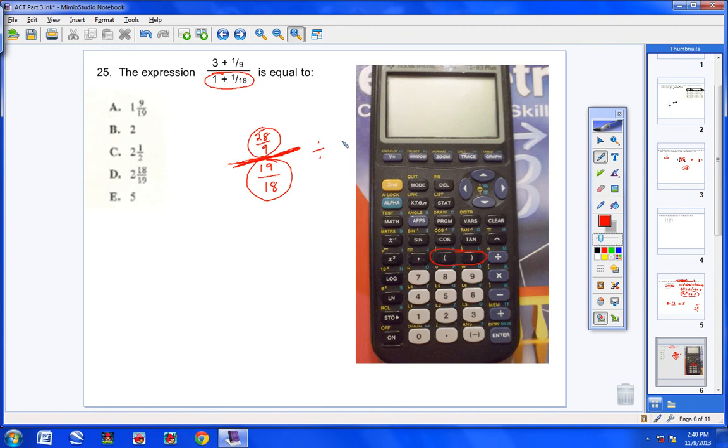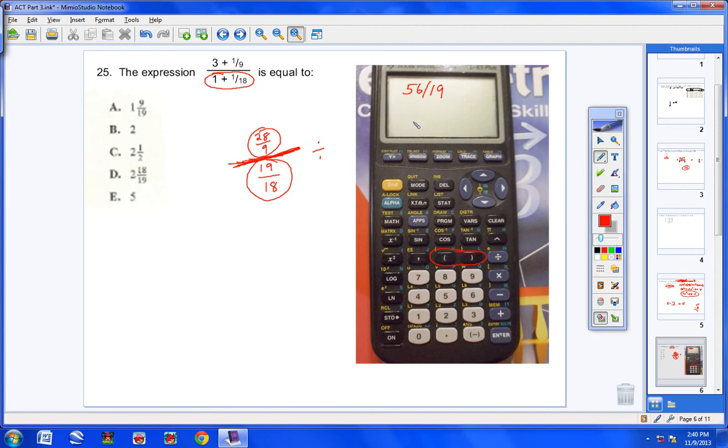By the way, Mr. Hart, why can't I just leave it a decimal? Hey, you could if your answers over here were decimals, but look, they're not. Your answers aren't decimals. So that's why we've got to change it to a fraction. If you hit math, enter, your screen should say 56 over 19. Now, unfortunately, none of these match 56 over 19. This is an improper fraction.